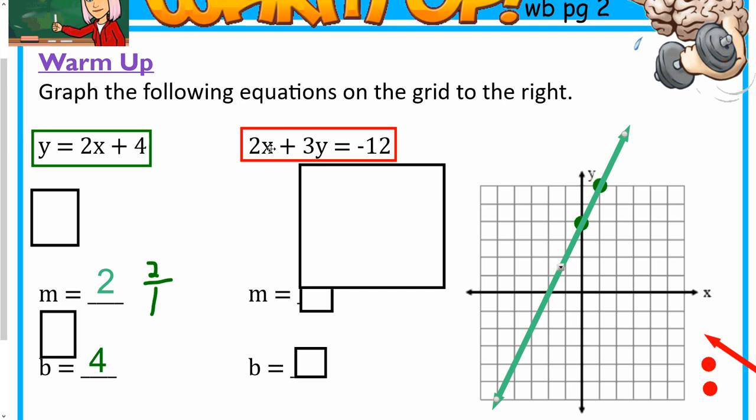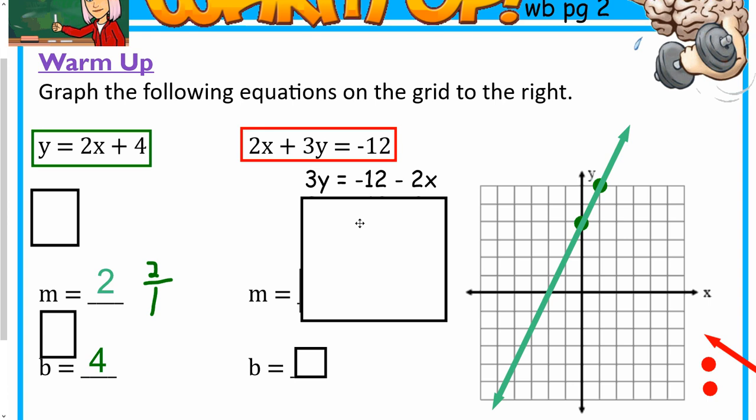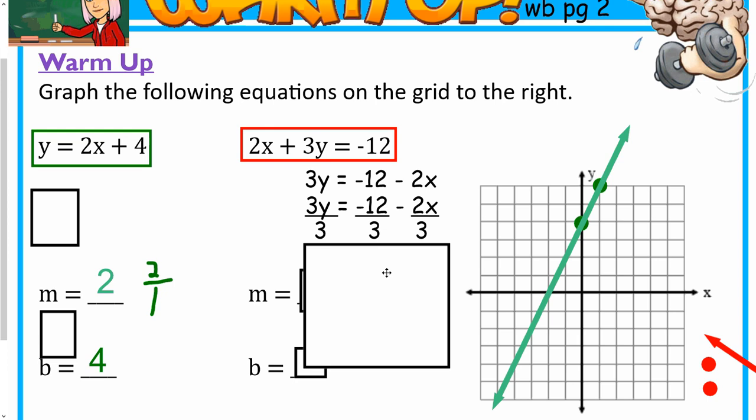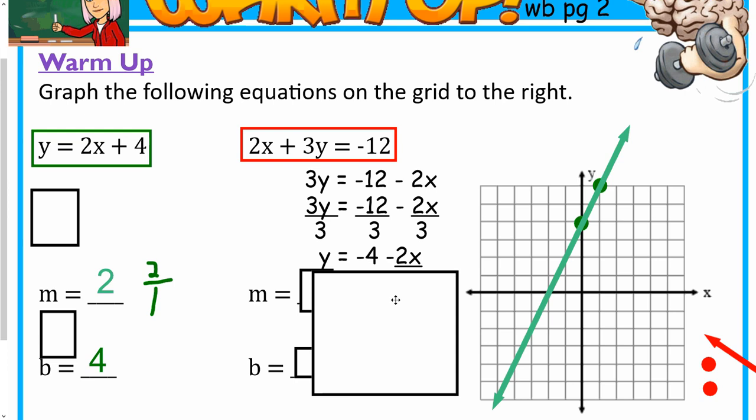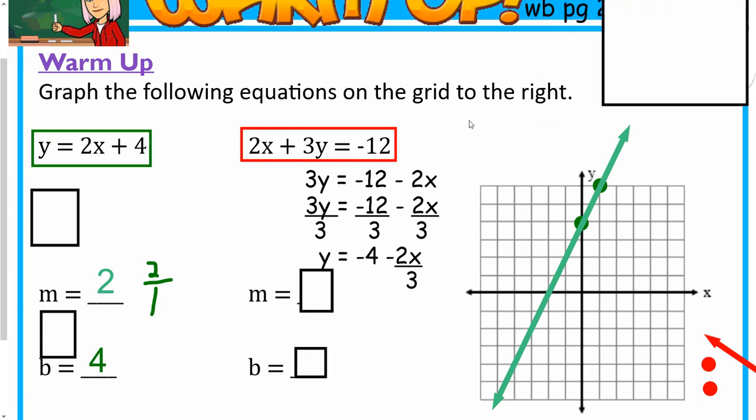For the second equation, this one is not in the y equals mx plus b form, so I'm going to rearrange this equation using algebra that we learned in the last unit. You want to have the y on the left-hand side. We want to move the 2x over to the right and change the sign. So I've done that. We have negative 12 and then subtract 2x on the right now. And now we need to get rid of the 3, which was the y. So divide each of your terms by 3. And you end up with y equals negative 4 subtract 2x, all over 3.